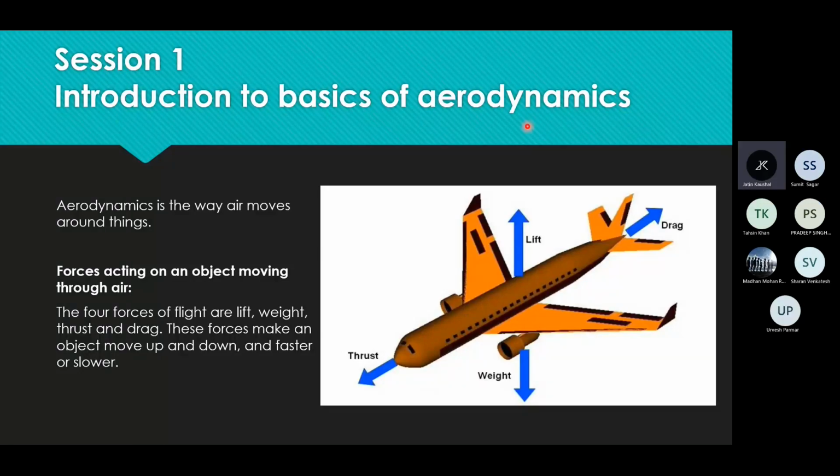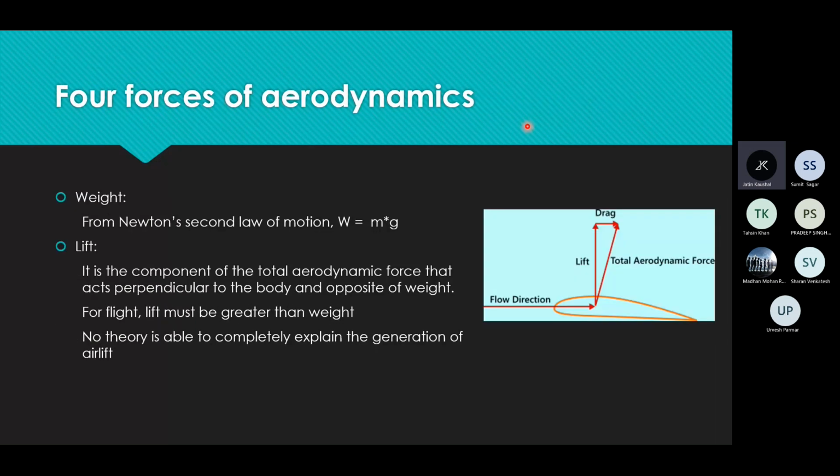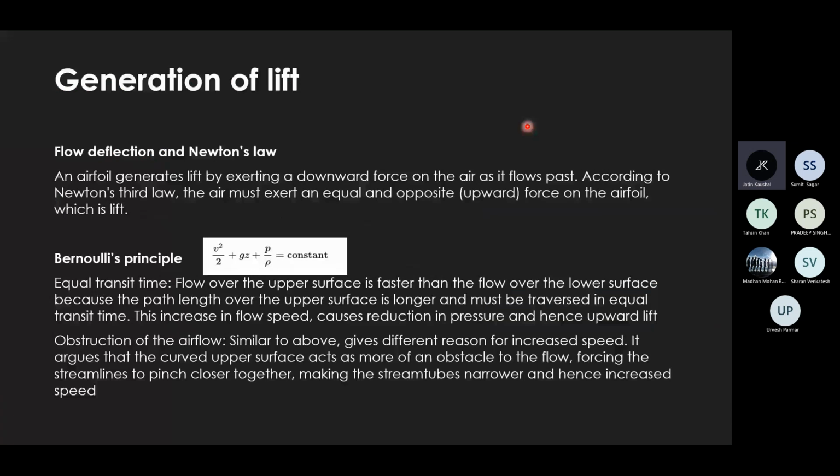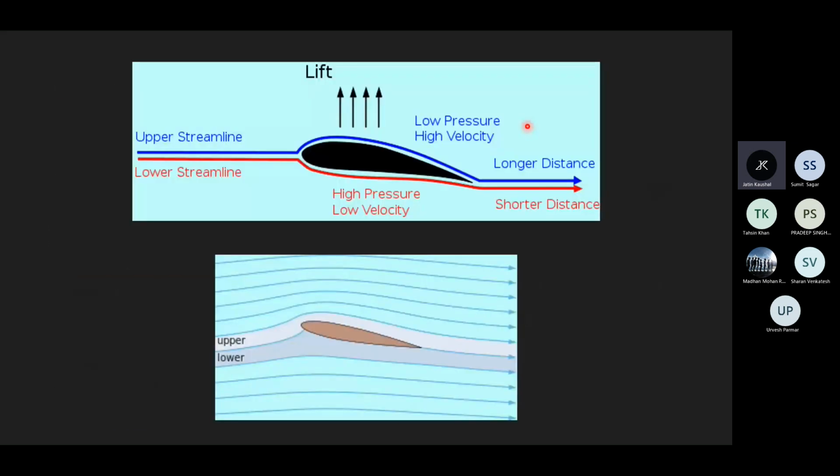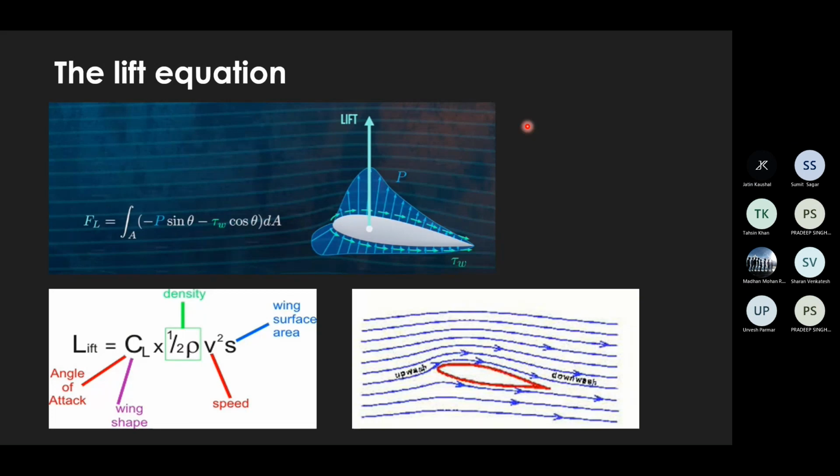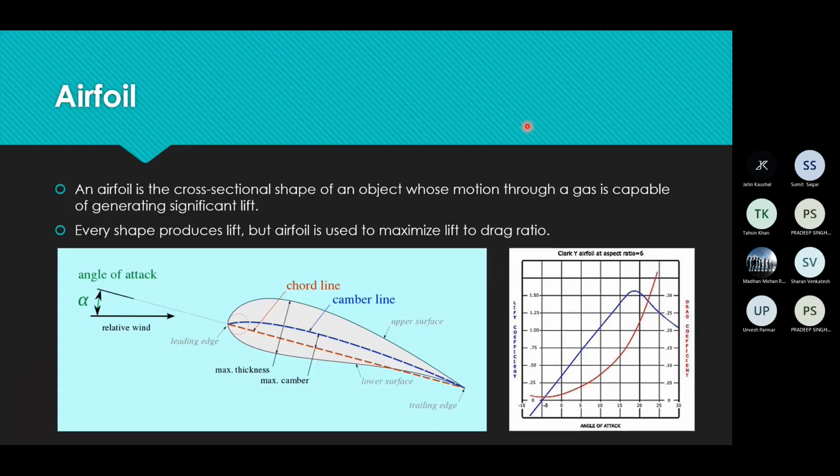So yeah, in the first session we learned about the different forces that act on an object when it's in air. There are basically four forces: thrust, drag, lift, and weight. We defined all these forces, and we also explained how lift and drag are generated using different theories. We quantitatively defined these forces using formulas, and we also explained the nomenclature used for the airfoil and how lift coefficient changes with the angle of attack.